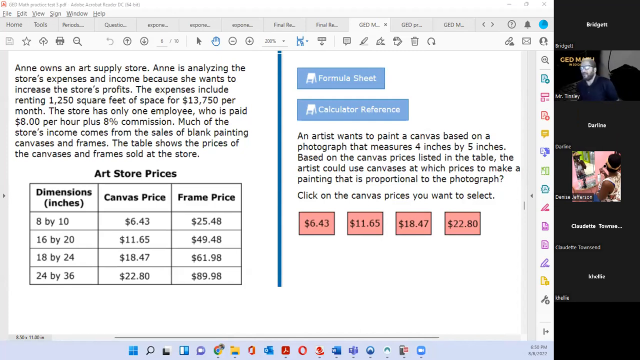An artist wants to paint a canvas based on a photograph that measures 4 inches by 5 inches. Based on canvas prices listed in the table, the artist could use canvases at which prices to make a painting that is proportional to the photograph. That is the key word right there. So when I talk about givens, the original was 4 by 5, and you want to know all the other canvases that are proportional. And what do they want to know? They want to know those canvas prices. So I know the ratio that's given, 4 to 5. Does everybody understand where I got that 4 to 5 from?